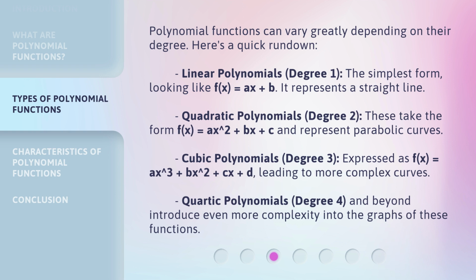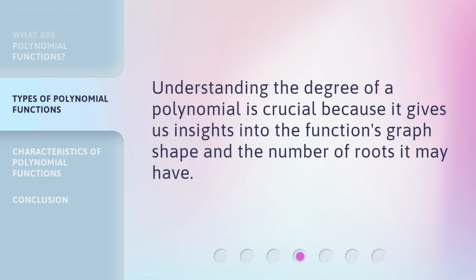Cubic polynomials, degree 3, expressed as f(x) equals ax cubed plus bx squared plus cx plus d, leading to more complex curves. Quartic polynomials, degree 4, and beyond introduce even more complexity into the graphs of these functions. Understanding the degree of a polynomial is crucial because it gives us insights into the function's graph shape and the number of roots it may have.